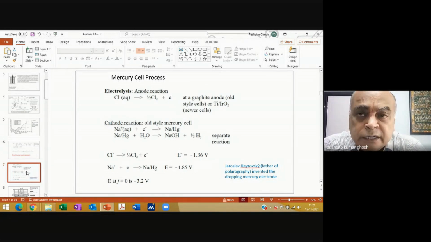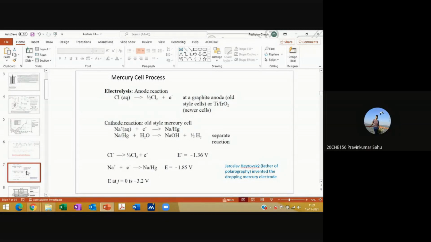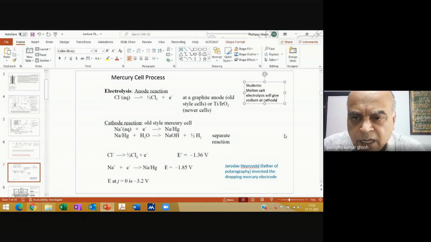Two things were connected up in coming up with this technology. One was people were aware of molten salt electrolysis. When I do molten salt electrolysis, what would I get? What would I get at the cathode? At the anode, I'll still get chlorine. At the cathode, what will I get? Sodium. Solid sodium. Very good, sodium. Molten salt electrolysis will give sodium at the cathode. Okay, and I'll get chlorine.